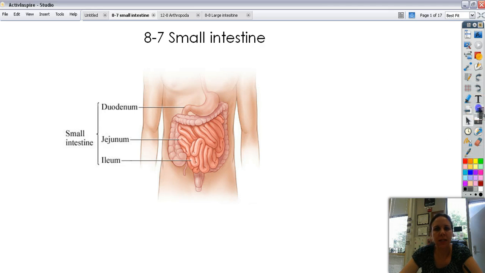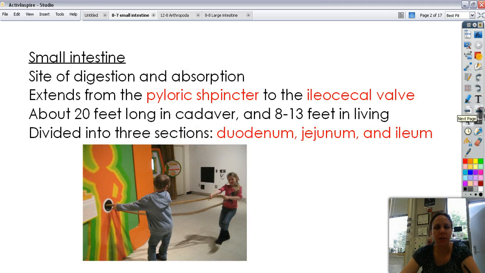The small intestine is the major site of digestion and absorption in your digestive tract. It extends from the pyloric sphincter, and the P and the H should be traded with each other there. The pyloric sphincter is the end of the stomach, all the way to the ileocecal valve, which is the end of the small intestine, the beginning of the large intestine.